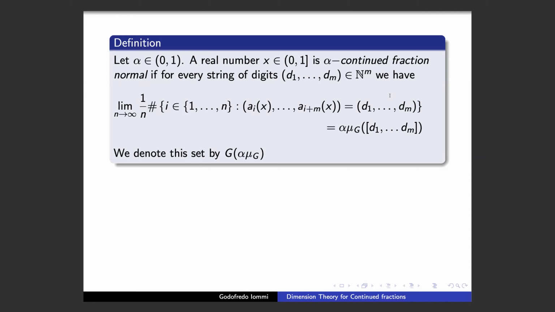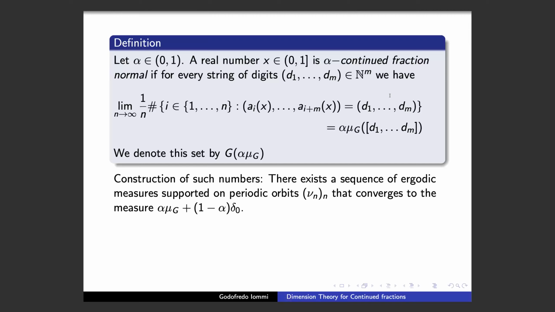So again, as in the case of normal continued fraction numbers, you might want to construct specific numbers that belong to this set. And you can do this using combinatorial arguments. But there is another way of constructing them, which I find more interesting because it holds in a broader class of systems. And it's based on the following remark.